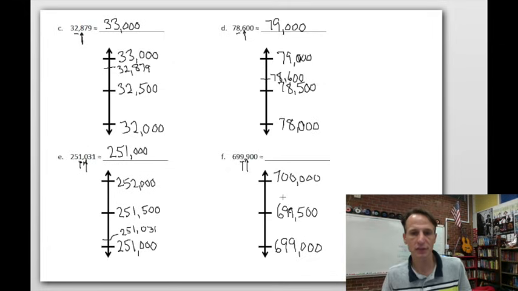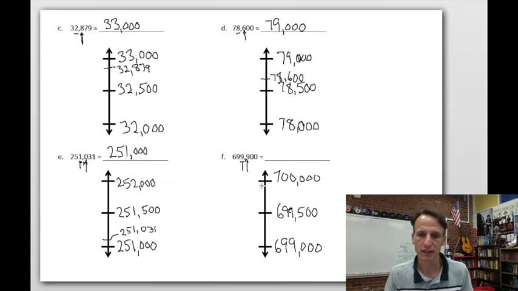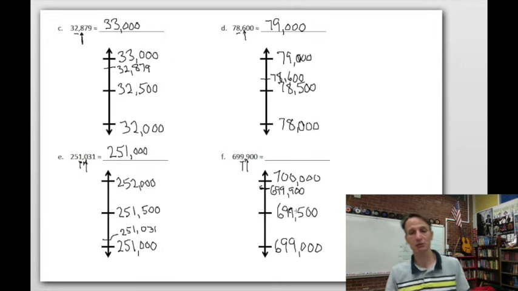And now, rounding this number, same thing we do on the other ones there. We look in the hundreds place, we say 900, what is that closer to? Is it above or below this midpoint? Clearly far above it, right? It's practically up at the 700,000, so here's where it goes. 699,900.